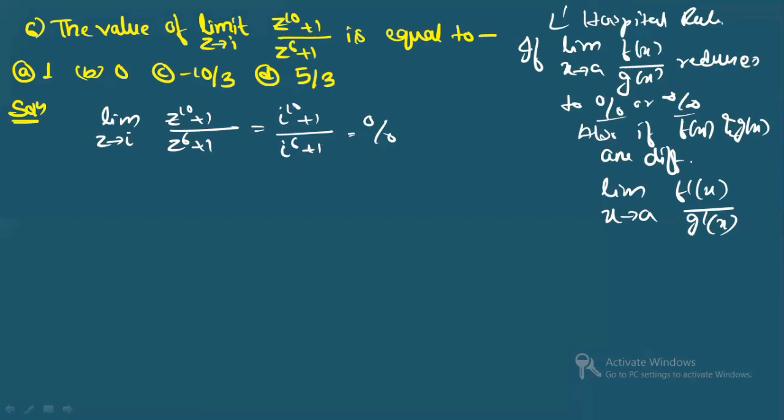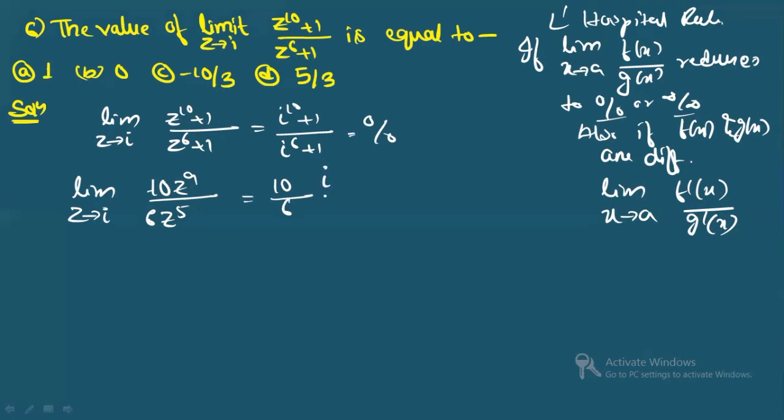In this case, you will get it to be 0 by 0 form. So we will do what? We will write limit z tends to i. This will give you what? 10 z to the power 9, which will become 0. So this is what? 6 z to the power 5. So this will give you 10 by 6, where this is z to the power 9 and this is z to the power 5.